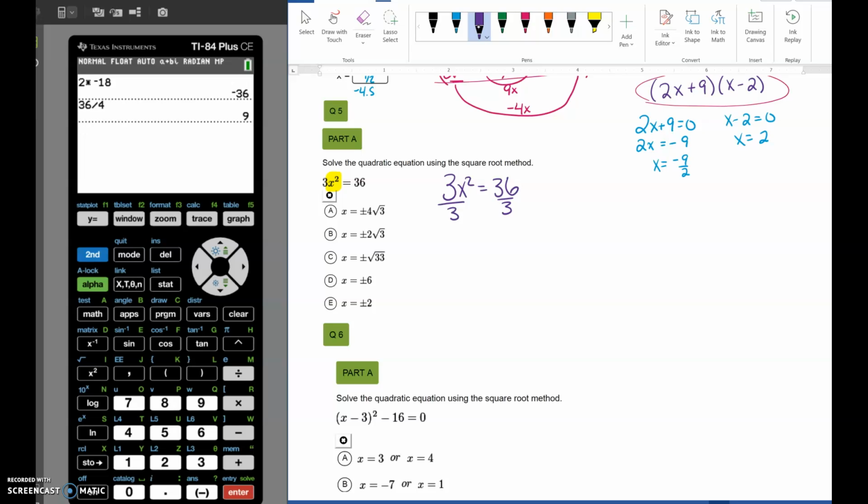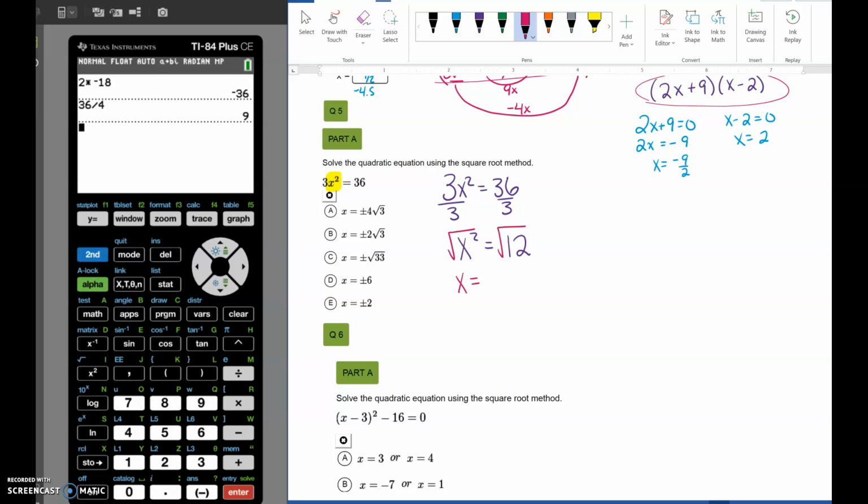People just try to square root both sides, and then they have this square root of 3 to deal with, and they don't know what to do with it. So first, divide both sides by 3, so that we have x squared equals, and if I can remember what 36 divided by 3 is, it's definitely 12. Now that we have the square by itself, we can square root both sides.